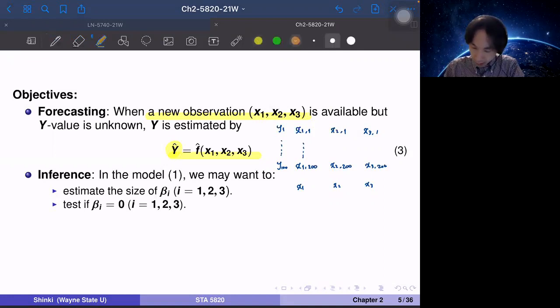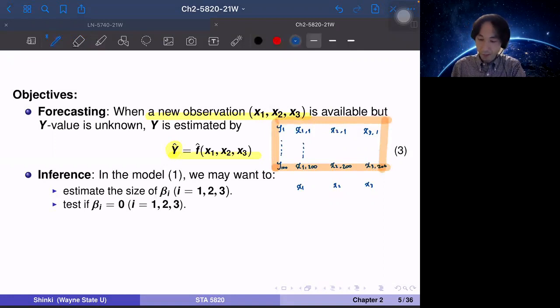We have originally this data set. So this is the original data set, the training data set. Then we have the new observations. Then we would like to predict the y. And if we use the estimated f, then we can plug in numbers x1, x2, x3 to get the estimate for y.